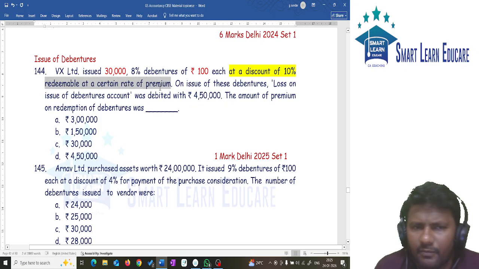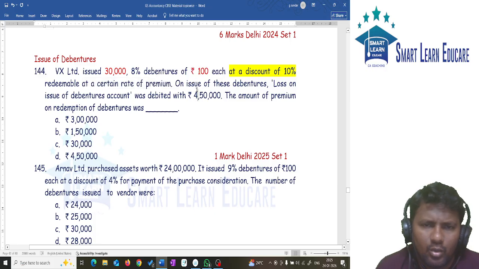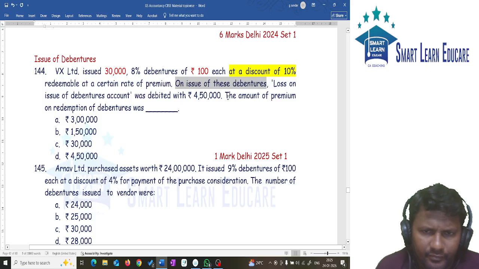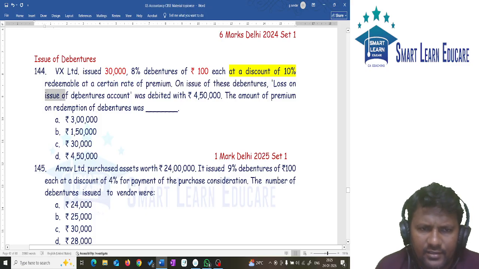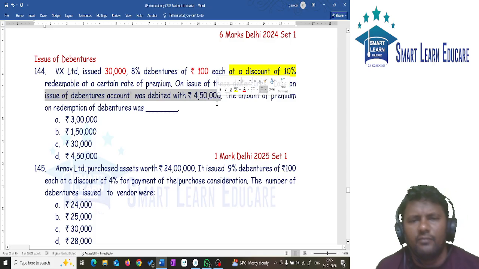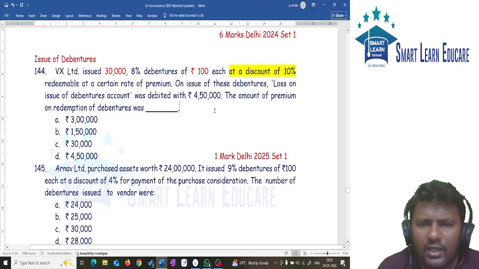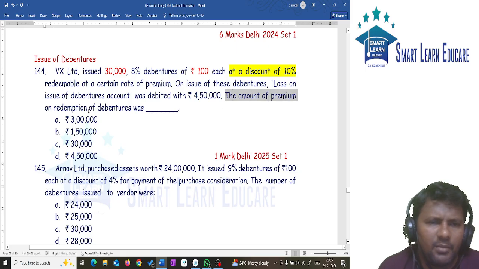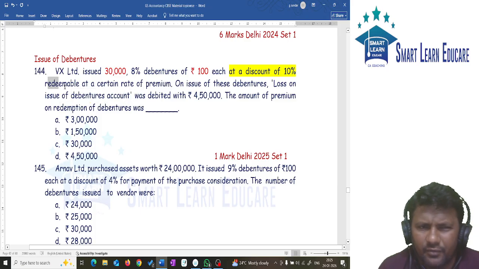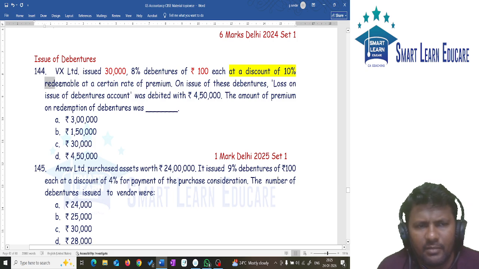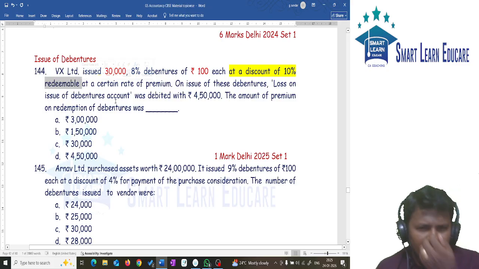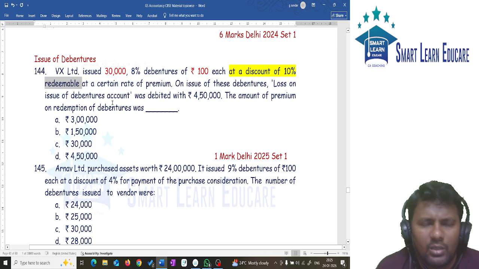These debentures are redeemable at a certain rate of premium. On the issue of these debentures, the loss on issue of debentures account was debited with 4,50,000. What is the meaning of the word redemption? Redeem means repayment. When you repay the debenture, either you will repay at par or you will repay at a premium.